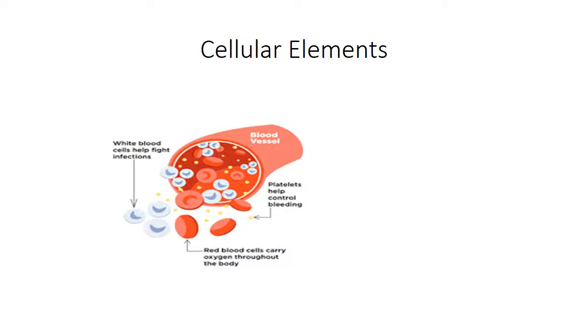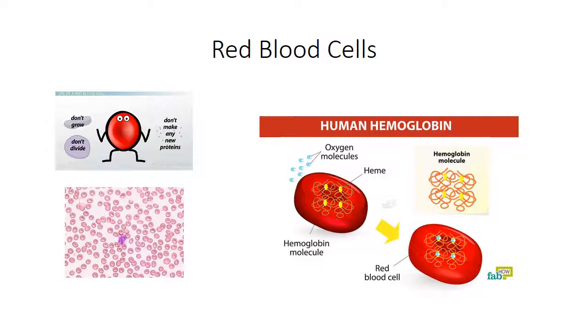Now, each of these cellular elements, a little bit more about them in detail. Red blood cells. They're small. They have a shape of a disc, as you see in upper left corner. They don't grow, they don't divide, and they don't make any new proteins. Why is that? They mature in bone marrow from precursors called stem cells.